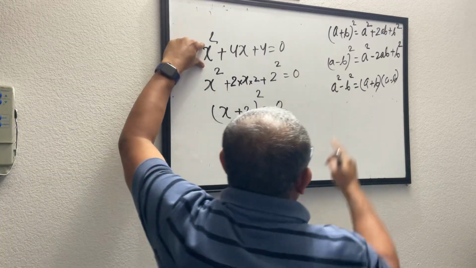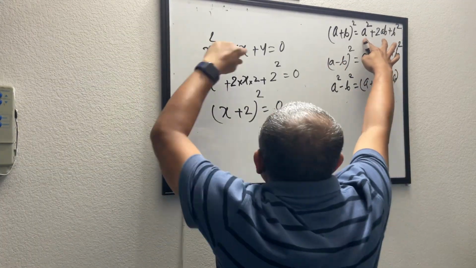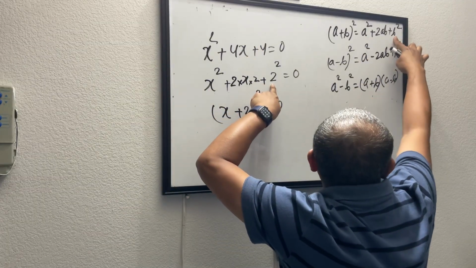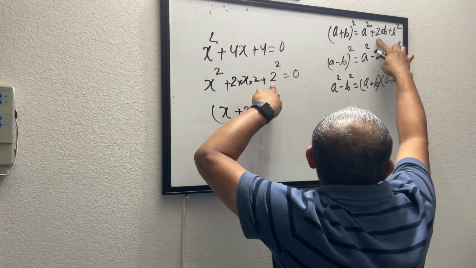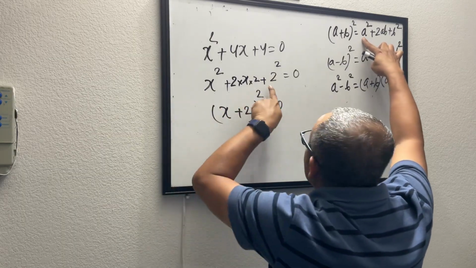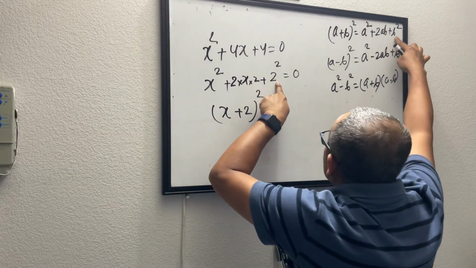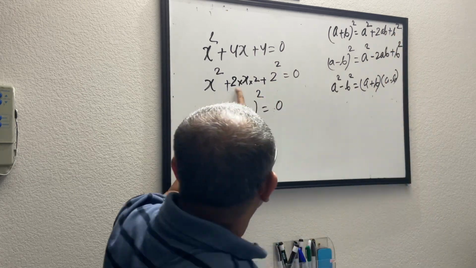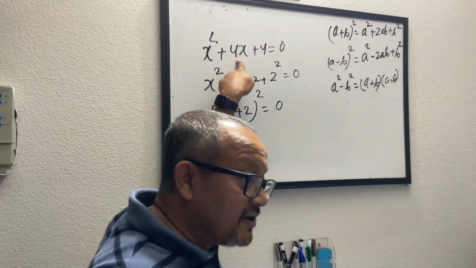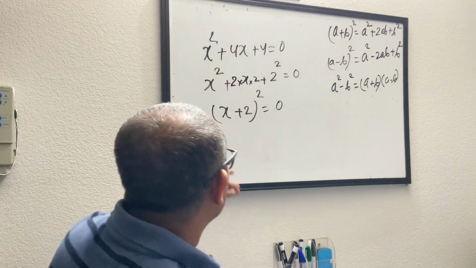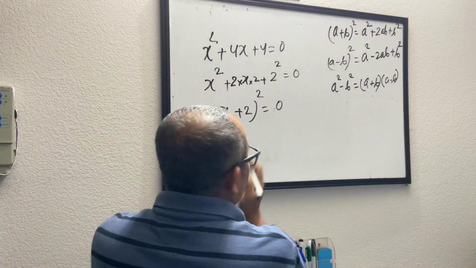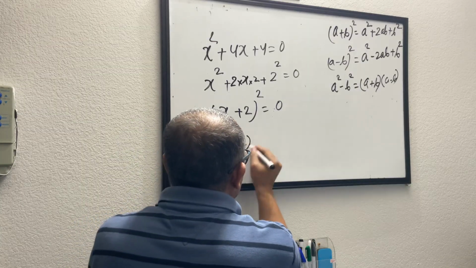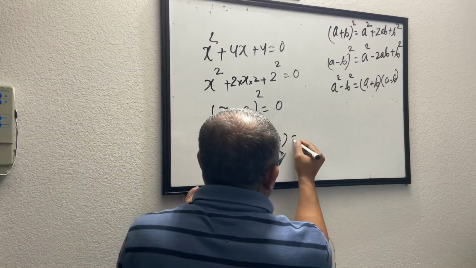I have x squared, a squared. I have 4, which is 2 squared, so that is my b squared. And then I have 2ab. 2a is my x here, and b is my 2 here. So 2 into x into 2, that is what is my 4x given here already. So I can convert this equation into this form. And what this means is that x plus 2 into x plus 2 equals 0.